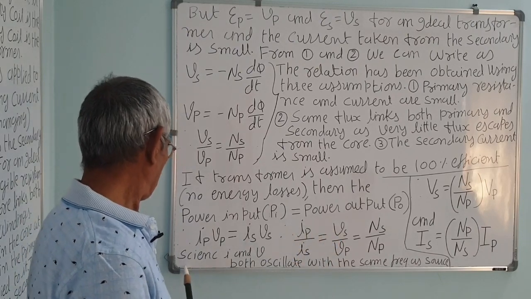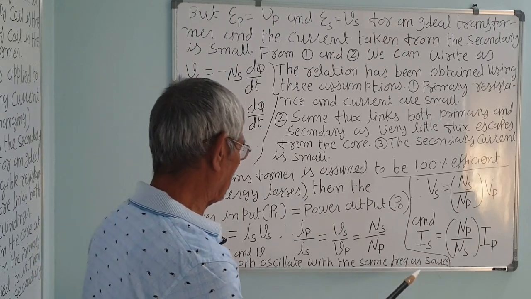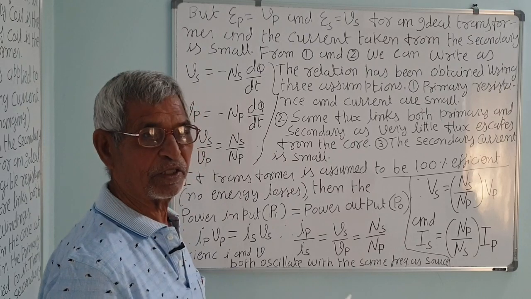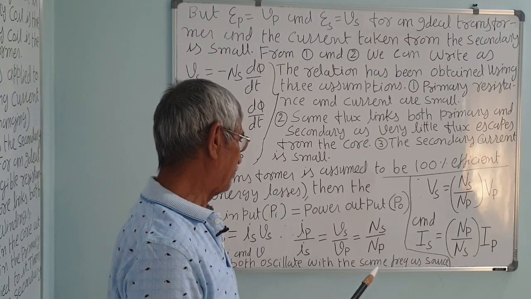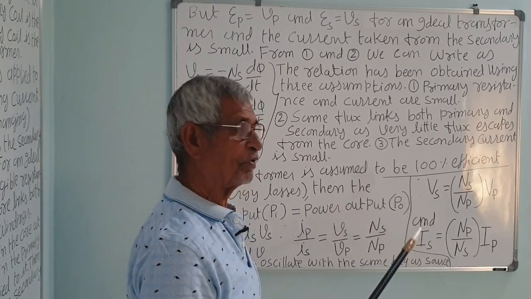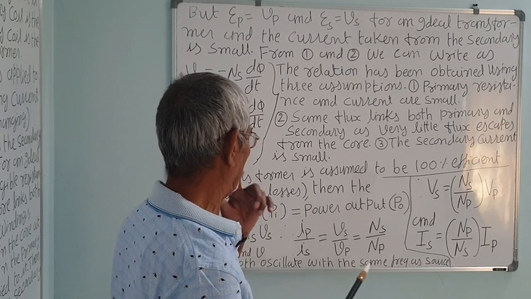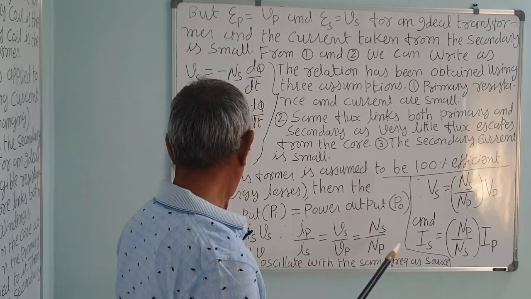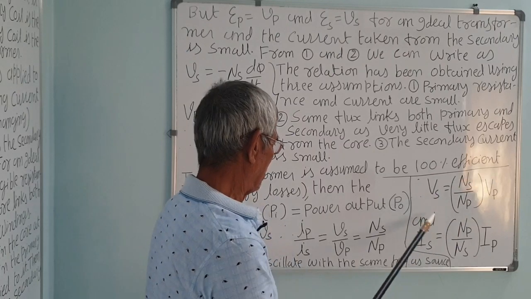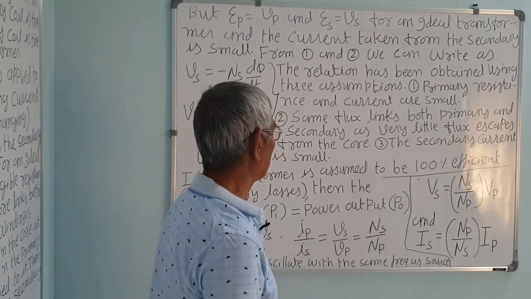Remember this. Since I and V both oscillate with the same frequency as the source, the current and the voltage oscillate with the frequency of the applied AC source. As we know, it cannot work for DC; it works for AC. So Vs is equal to Ns upon Np into Vp, and the current Is is equal to Np upon Ns into Ip.